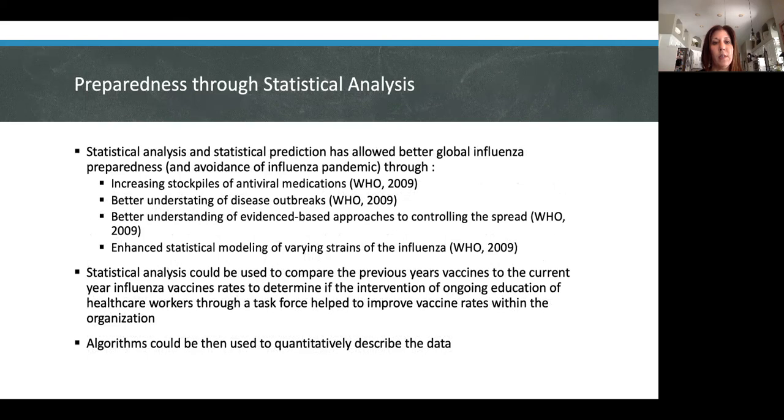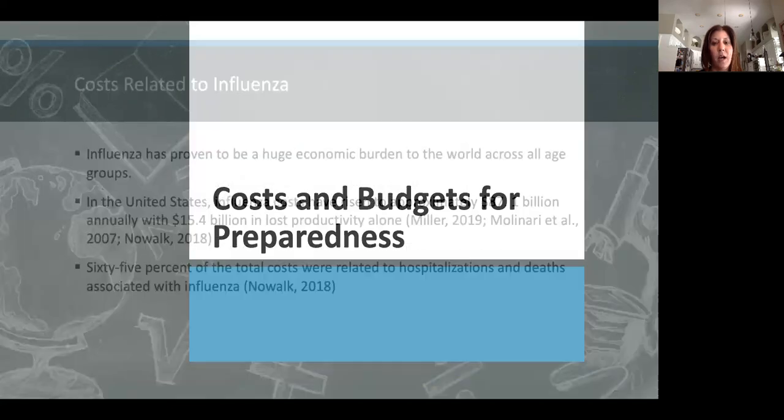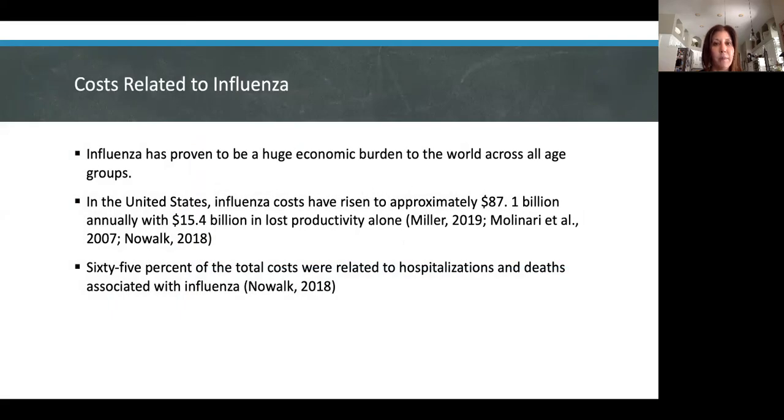Preparedness through statistical analysis means increasing stockpiles of antiviral medications, a better understanding of disease outbreaks, better evidence-based approaches to controlling the spread, and enhanced statistical modeling of varying strains. So algos can be used in a multitude of factors. And then cost and budget preparedness.